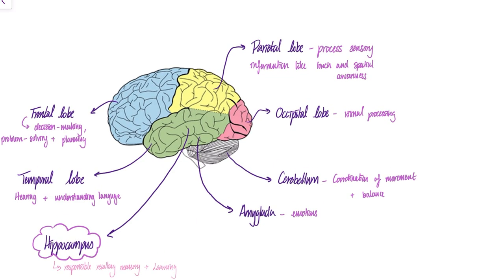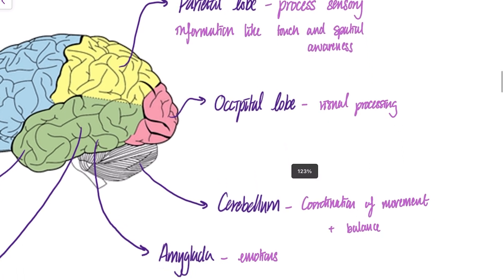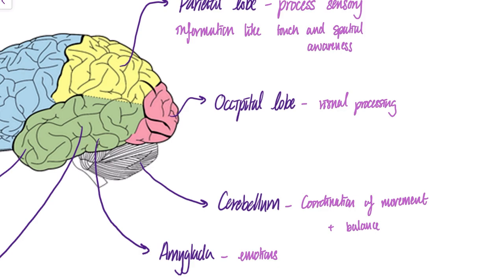of the brain have different functions. So the part highlighted in yellow is the parietal lobe, and it's important for processing sensory information like touch and spatial awareness. The part highlighted in pink is the occipital lobe, and it's located at the very back of the brain, and it deals with visual processing.